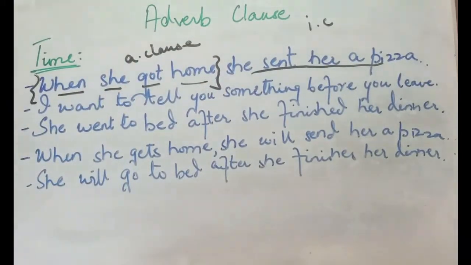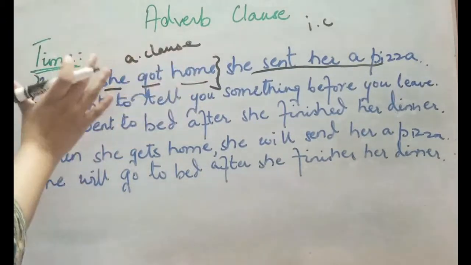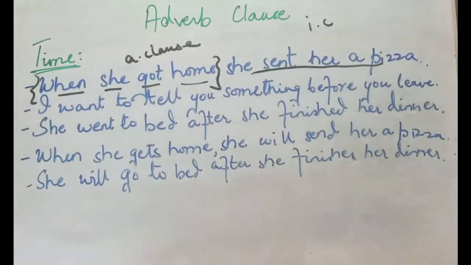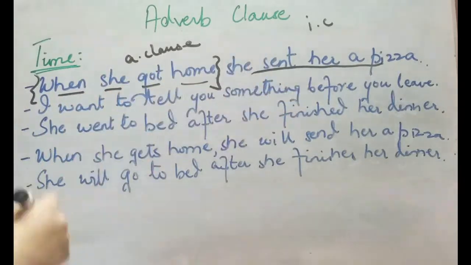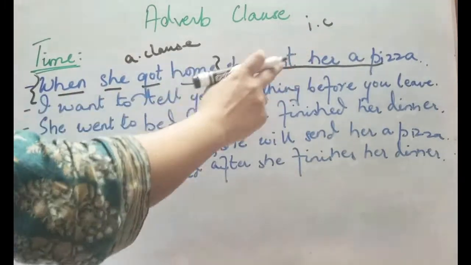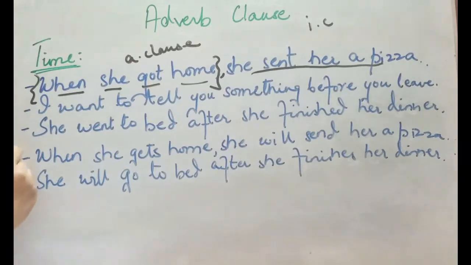So see, the subordinating conjunction is coming in the first part of the sentence. It is starting with the subordinating conjunction. The independent clause can stand alone, but this dependent clause could not stand alone. When she got home, what? So what did she do? When she got home, she sent her a pizza. So this is your adverb clause. Now I have repeated the sentences over here, the next two over here. I'll tell you why I have repeated them. Okay, see the next one.